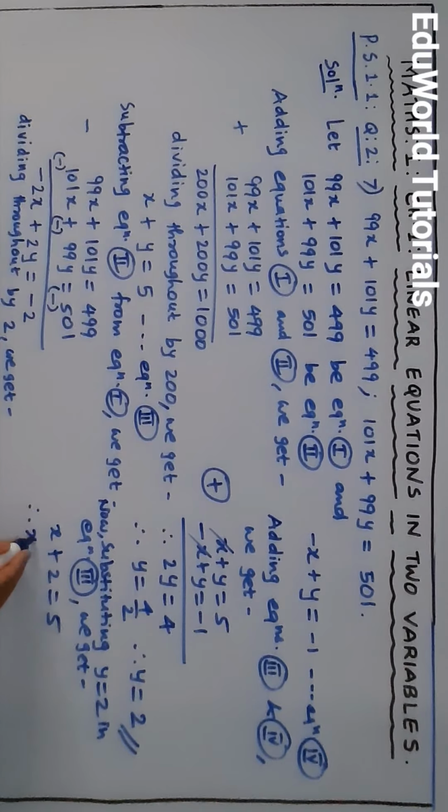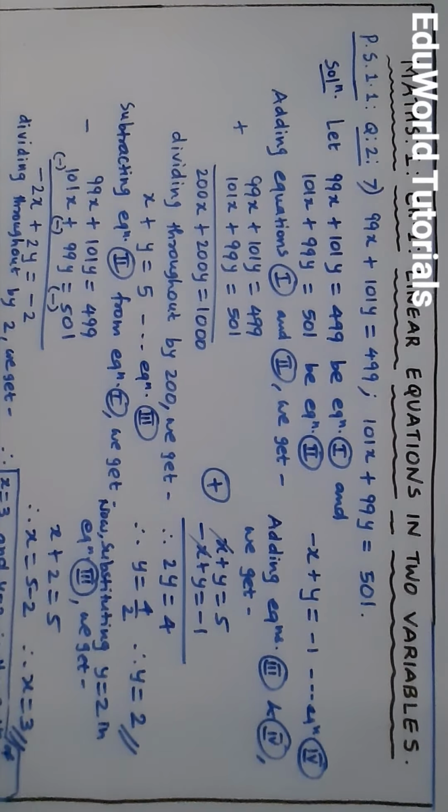So for the value of x I'll get 5 minus 2. 2 carried to that side. So x is equal to 3. This is the value of the other variable x. So finally what do we write? Therefore x equal to 3 and y is equal to 2 is the solution of the given simultaneous linear equations, and we put a box around the answer.